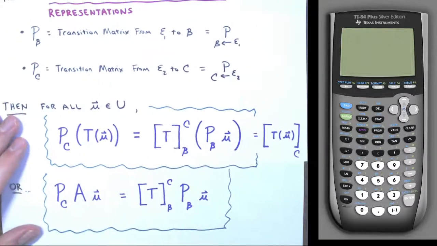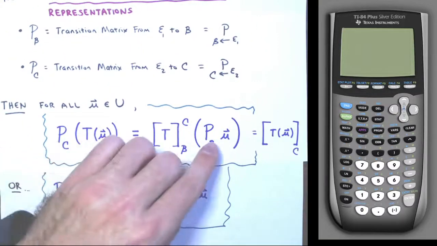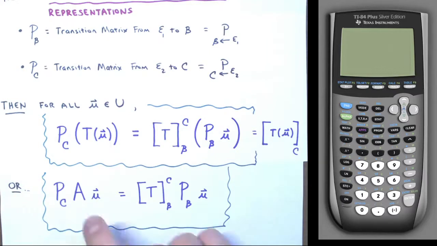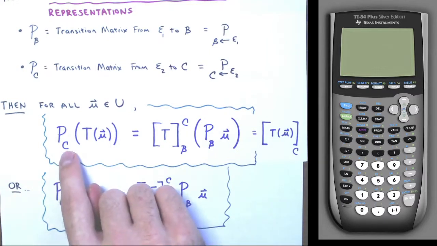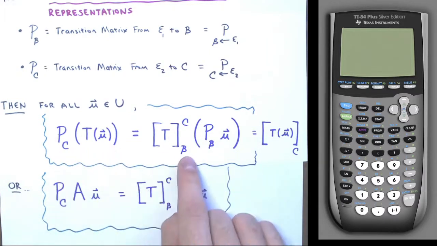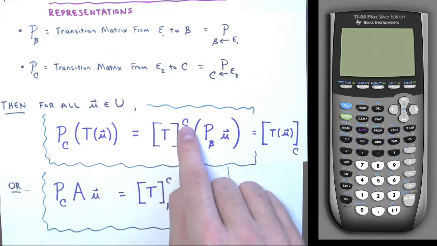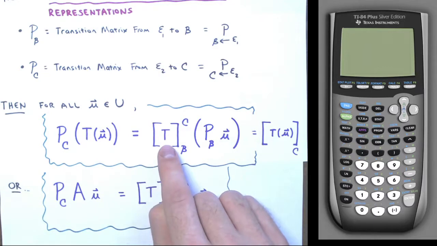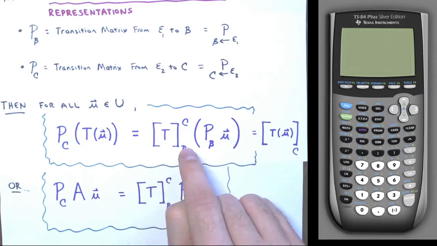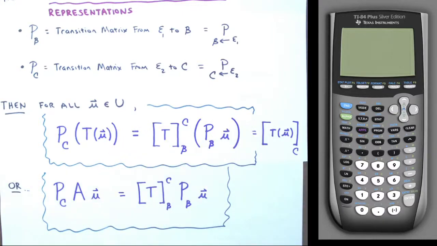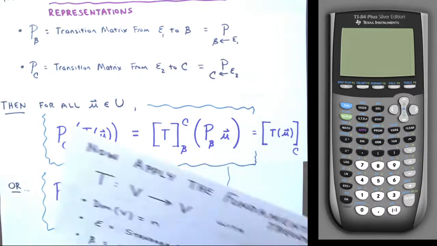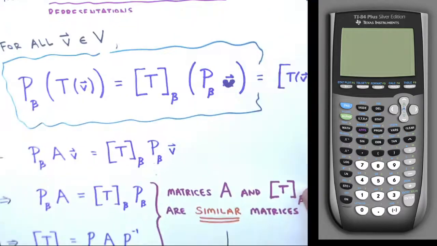This should hold for anything, except that now I'm replacing all these C's with B's. So I have PB here, and then this would be just the matrix representation with respect to basis B and basis B, so just basis B. That's the only thing that would really change, and that's what I have written here.